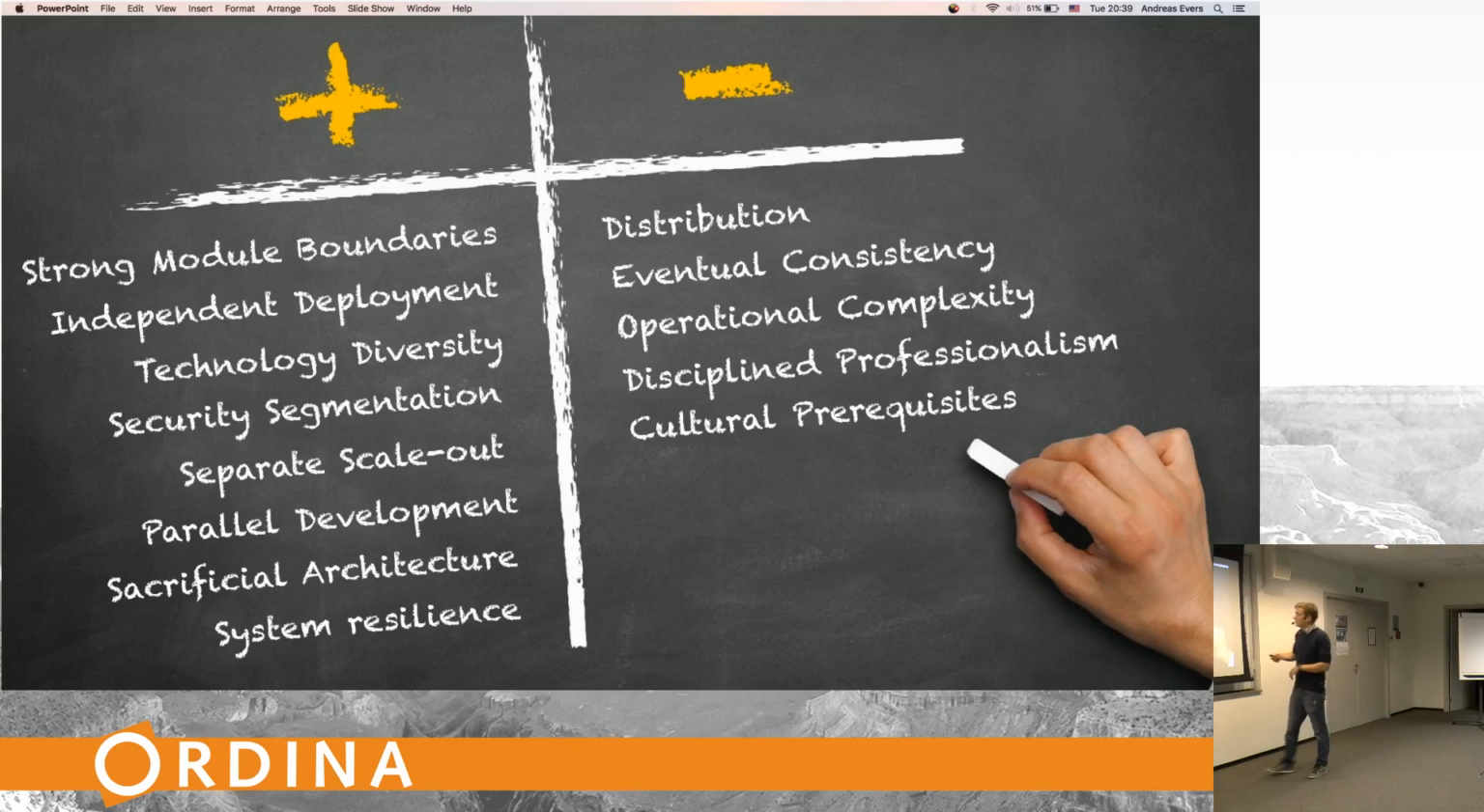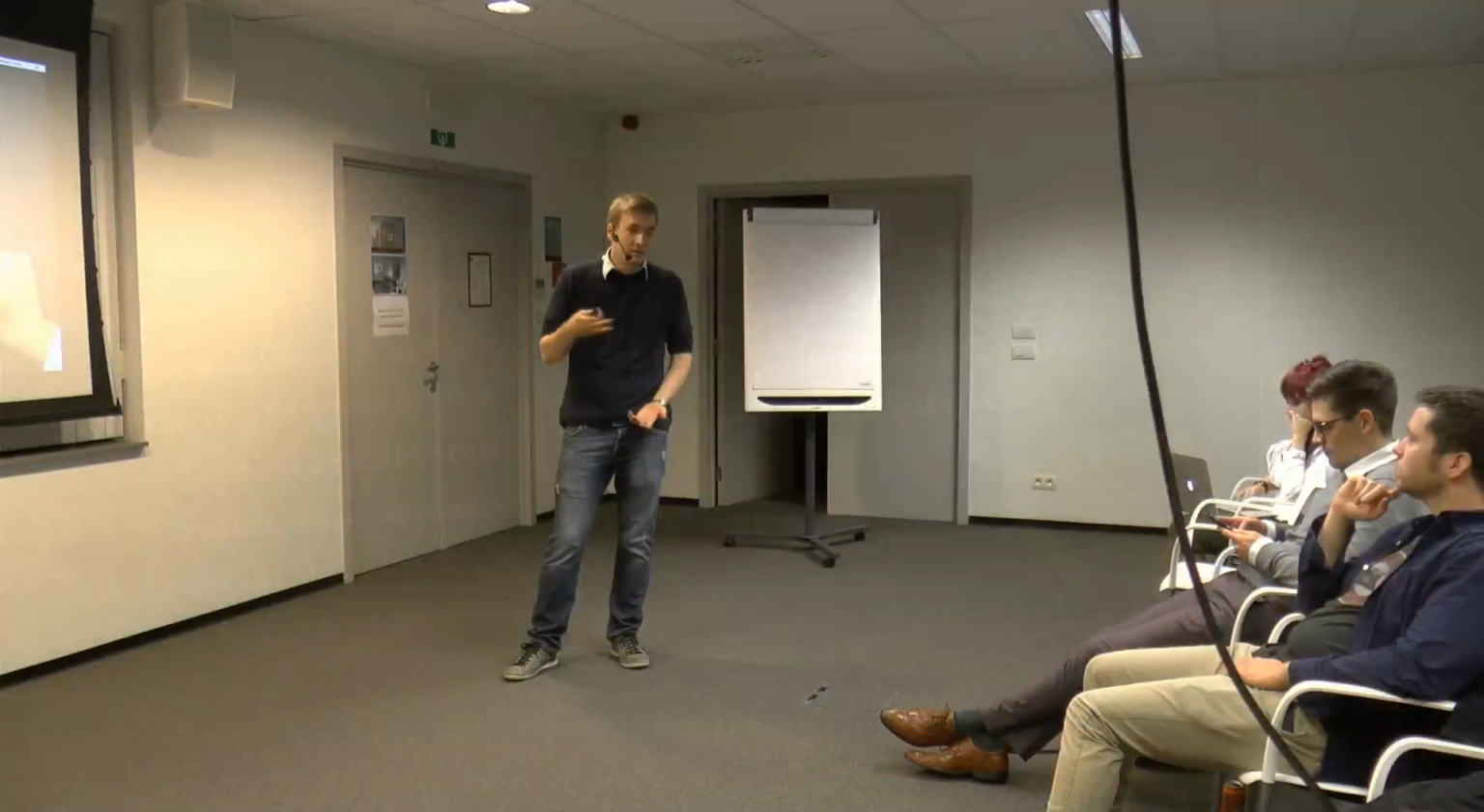I talked about disciplined professionalism, operational complexity. You have a lot more things out there that can go down that you have to deal with. You have to have monitoring and alerting on all this stuff. You have to have separate continuous deployment pipelines for all this stuff. A lot more difficult. And cultural prerequisites. You have to have DevOps, right? Or at least a migration plan towards it. So these are the pros and cons. I hope this gives you an idea of what the benefits of microservices are and what the disadvantages are.